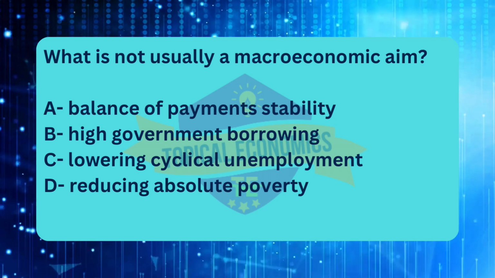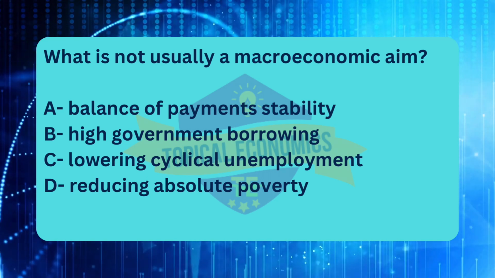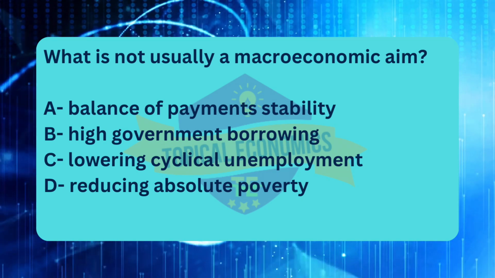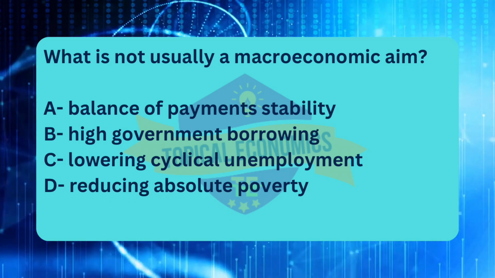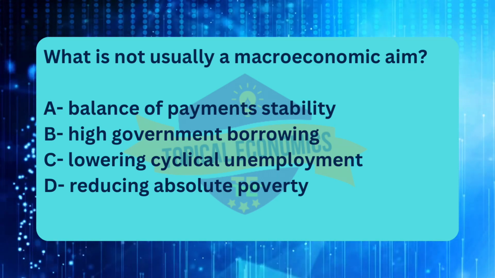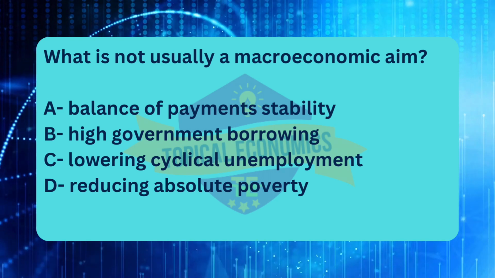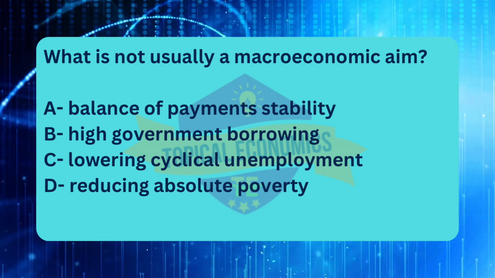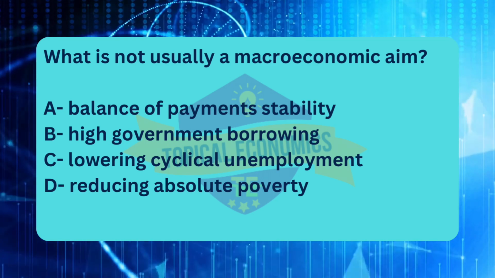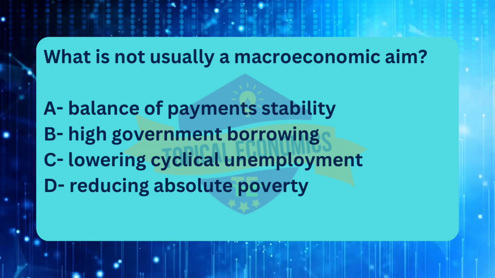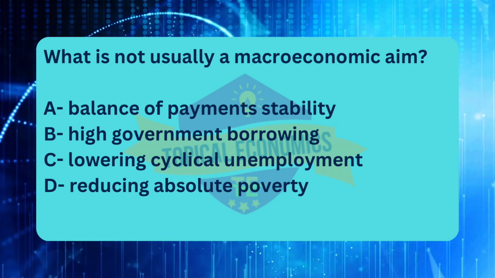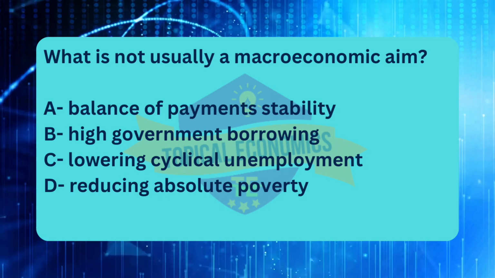The other options, balance of payment stability, lowering cyclical unemployment, and reducing absolute poverty, are more closely related to macroeconomic objectives. Option A, balance of payment stability, aims to ensure that a country does not face excessive deficits or surpluses in its international transactions. Next, option C, lowering cyclical unemployment, focuses on reducing unemployment caused by economic downturns. Lastly, option D, reducing absolute poverty, is often a goal of economic policies, aiming for an improvement in the standard of living for the most disadvantaged groups in society.